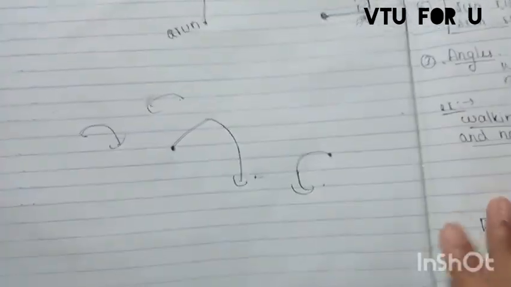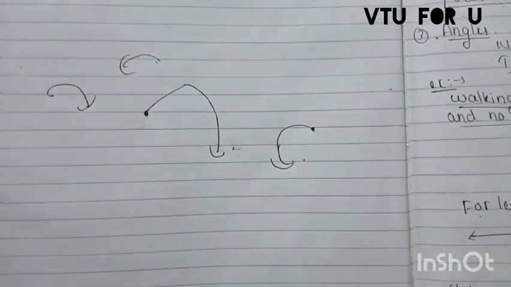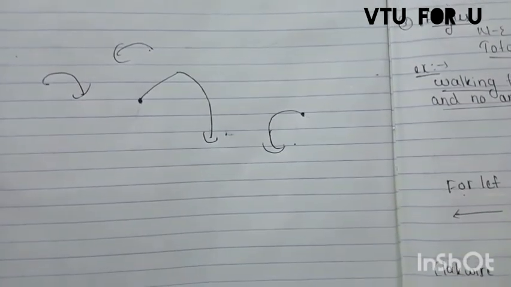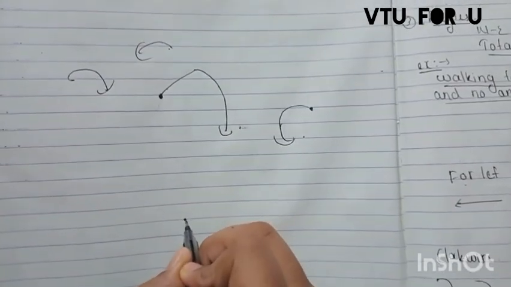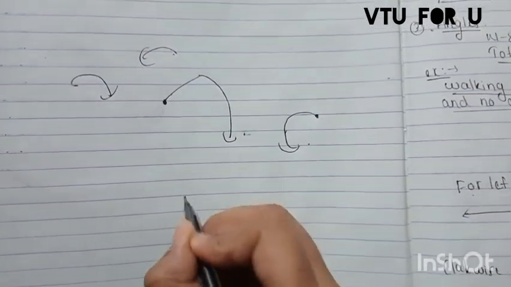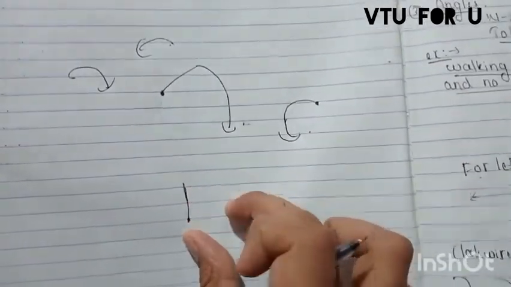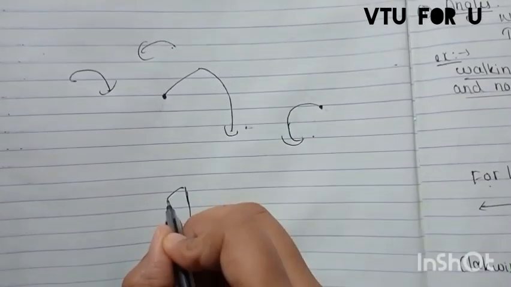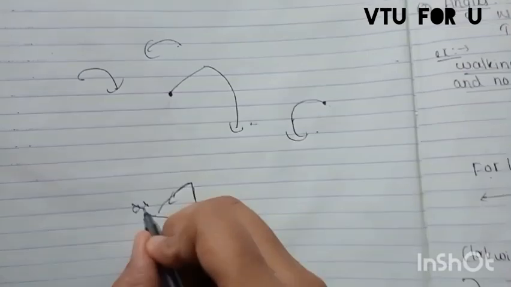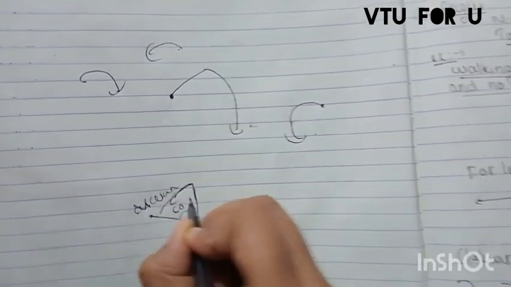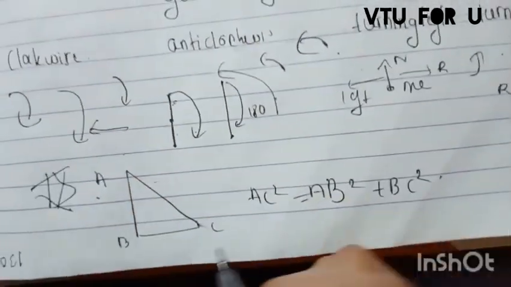Very simple, right? For example, Vasant is walking towards north and makes an anti-clockwise turn of 60 degrees. So this is Vasant, who is walking towards the north direction and makes an anti-clockwise turn. As I said, this is clockwise, but this is anti-clockwise. So he will make an anti-clockwise turn of 60 degrees. Very simple, right?